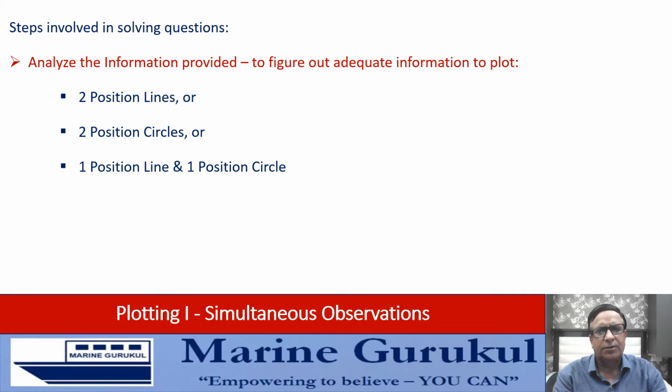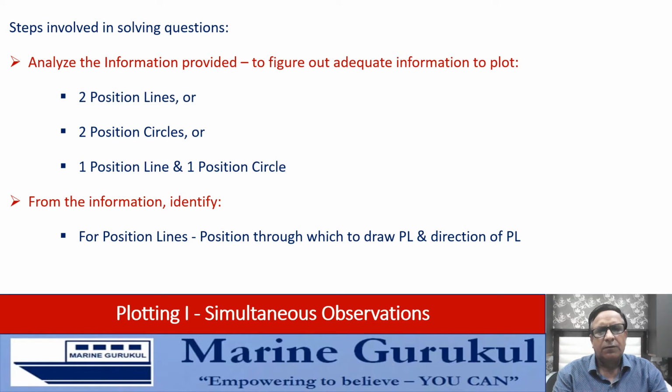From the information that we obtain, we identify for position line what is significant for position lines is we'll have to identify a position through which to draw the position line, irrespective of whether it's a terrestrial PL or a celestial PL. We'll have to identify a position through which to draw the PL and the direction of the PL. For position circles, we'll have to make effort to identify the center of the position circle and the radius of the position circle.